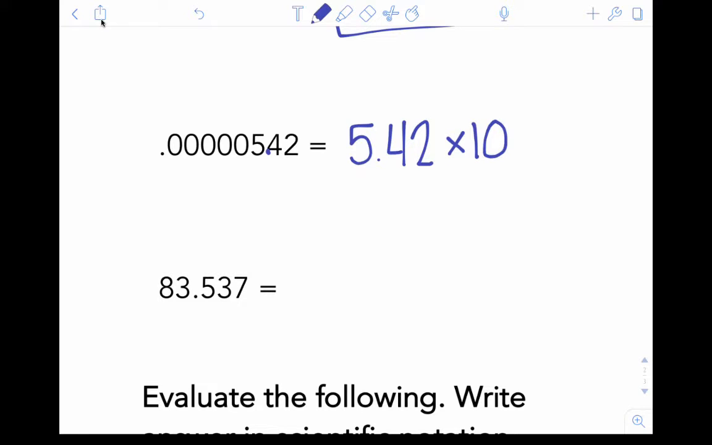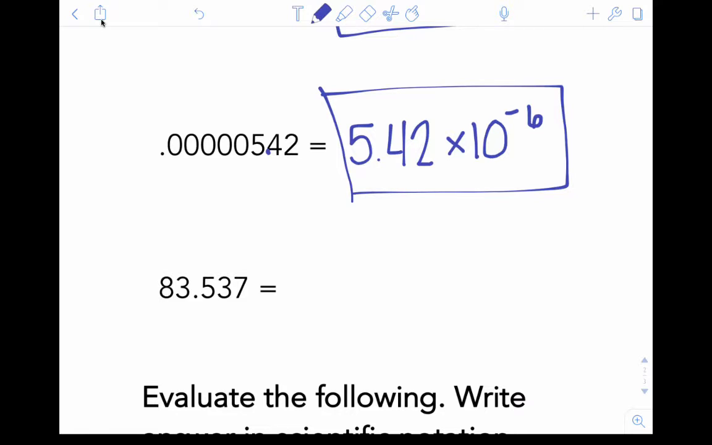And then that's times 10 to a power. So we need to count how many spots our decimal moved. It moved 1, 2, 3, 4, 5, 6 spots. But this time, my original number is smaller than 1. It's a small decimal, which means that my exponent is negative. So this right here is my final answer.